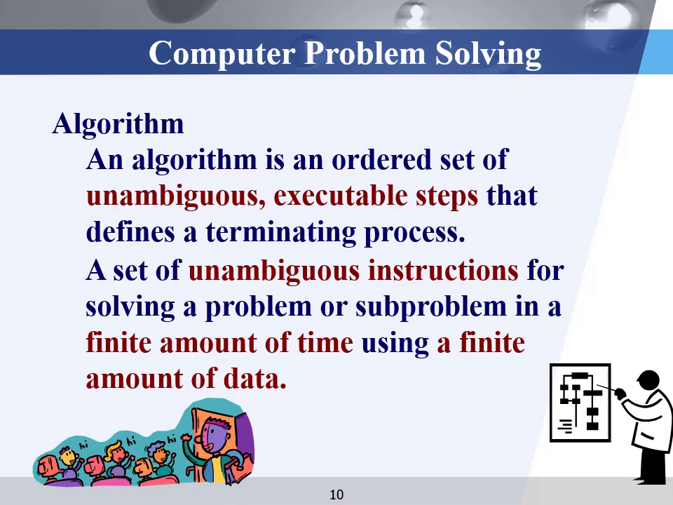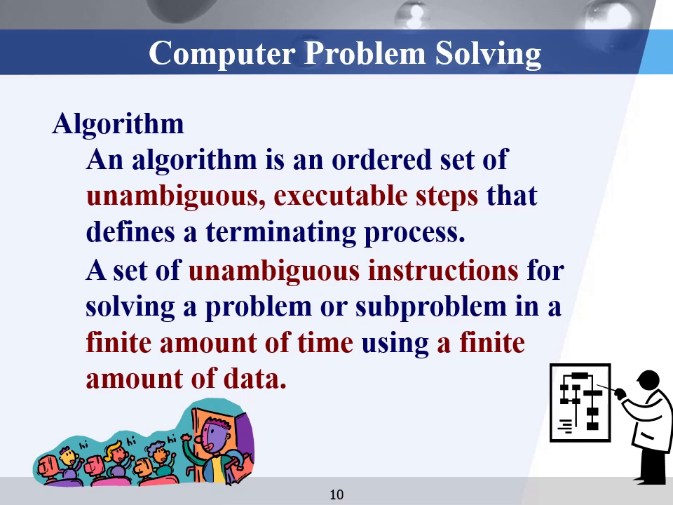So after we study the problem solving general process and the divide and conquer approach to analyze your problem, let's look at the algorithm. Because we want to use a computer to solve the problem, an algorithm is an ordered set of unambiguous executable steps that defines a terminating process. Or it can also be defined as a set of unambiguous instructions for solving a problem or subproblem in a finite amount of time using a finite amount of data.